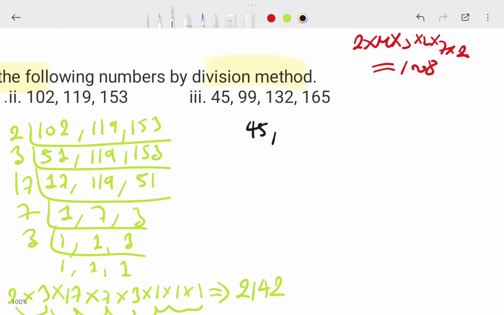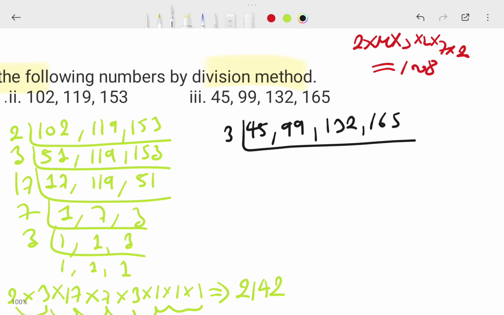So 45 is there, 99 is there, 132 is there, and 165 is there. Just take the LCM of these. This looks like it can be divided by 5 6. It is divisible by 3. This is divisible by 3, 15 times. This is 3 times, and this is 5 6. It is also divisible, 4 times. This one is divisible by 3: in the 3 table 16 is not there, 15 is there, 5 times, and 1 is going to be 55 only.